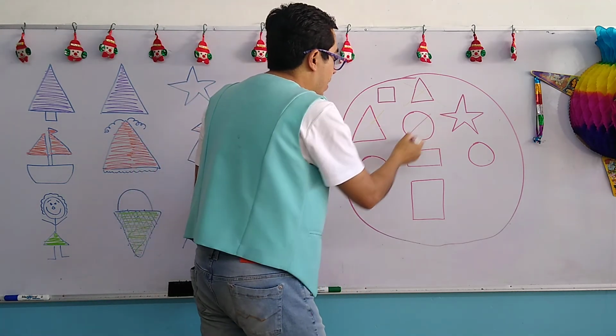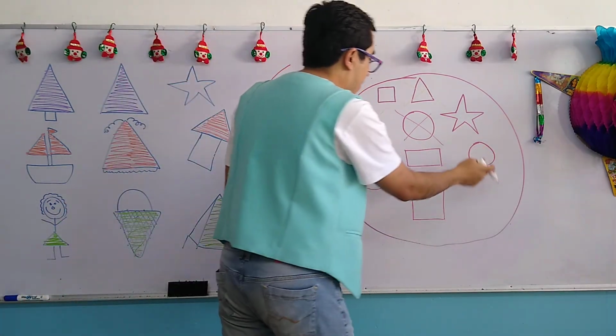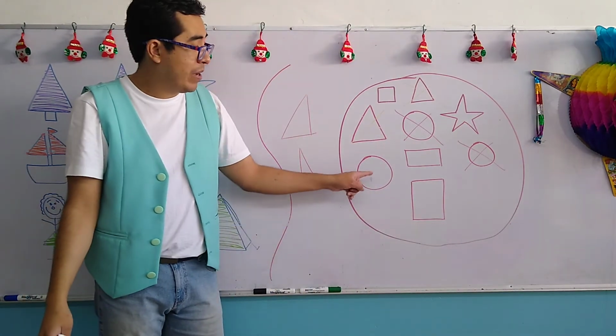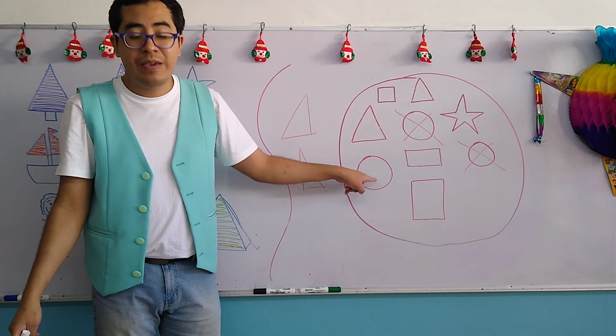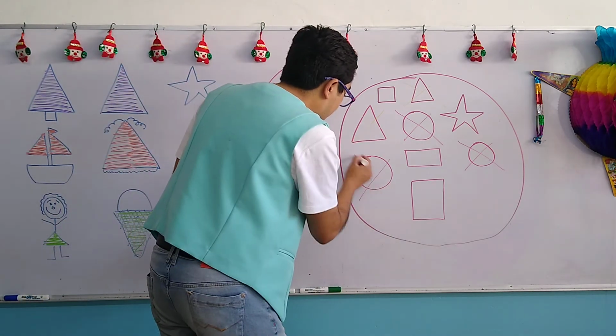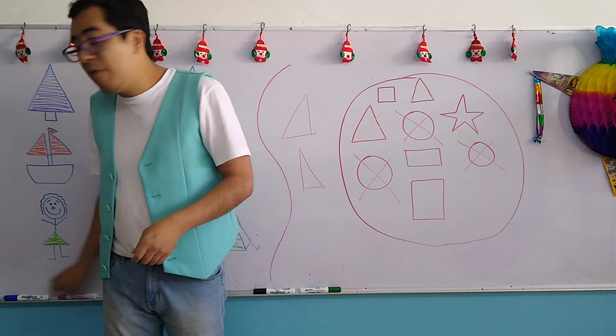So here we have a circle, we mark it with an X. Here we have another, mark it with an X. And finally, we have one last here. Okay, we mark it with an X. Excellent, and we have finished the activities of today.